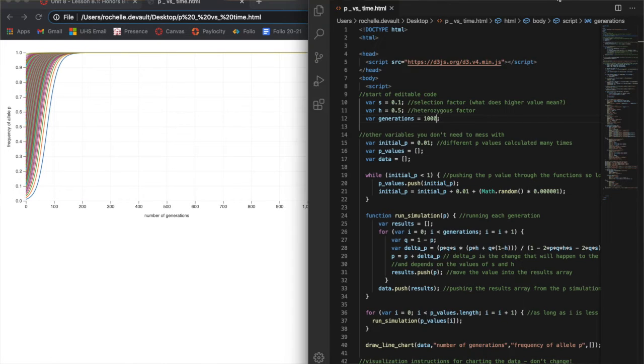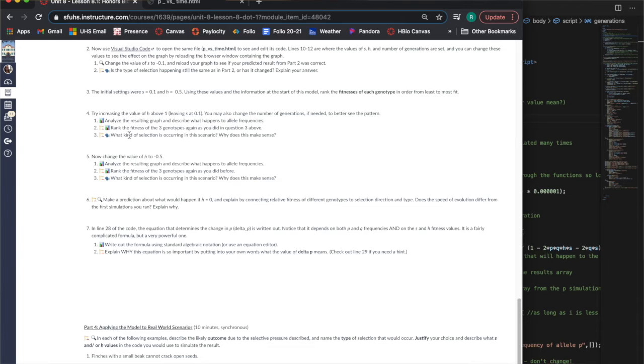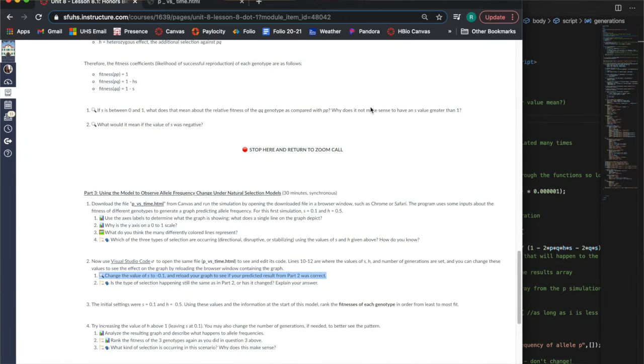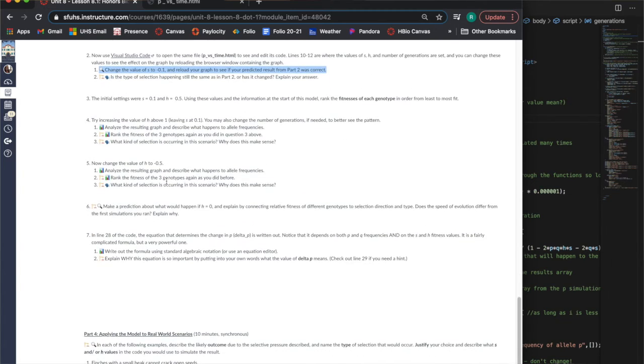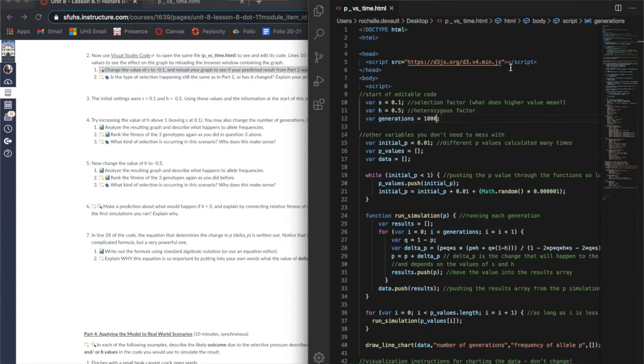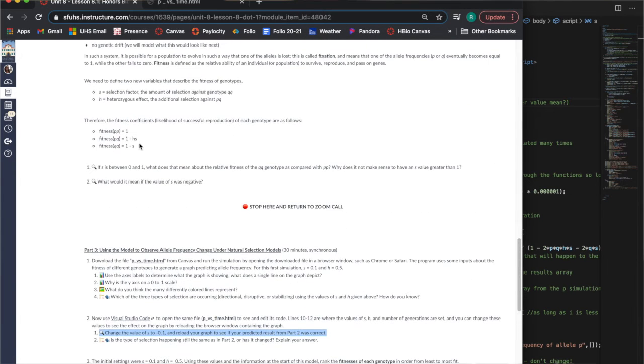Okay. So if we change the value of S to -0.1 and reload our graph, we want to see if our prediction up here about the value of S being negative would come true. And remember, if we said S was negative, that would be adding a negative or subtracting a negative value here, which would essentially be adding a positive value to 1, which would make the recessive allele more fit. So I'm going to go do that.